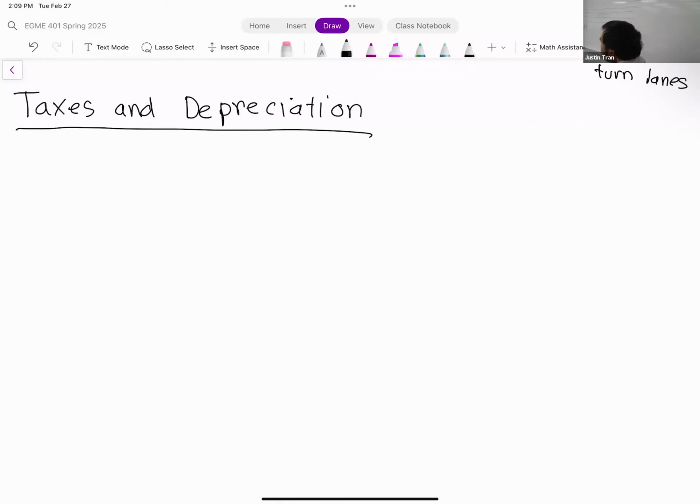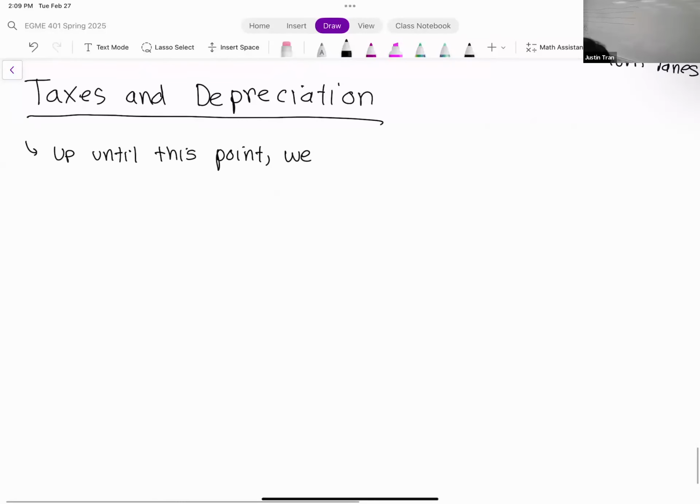So up until this point, we've learned our economic analysis strategies, but we've been ignoring taxes the whole time. Which is fine to do when you're first starting out, but in reality, if you're running a business or even just for your own personal expenses, taxes are a pretty significant expense that you have to account for. And when you're doing it for businesses, for big engineering projects, taxes can get pretty complicated.